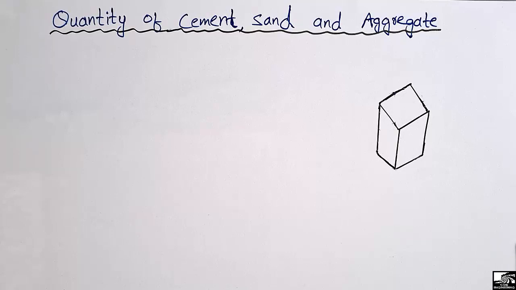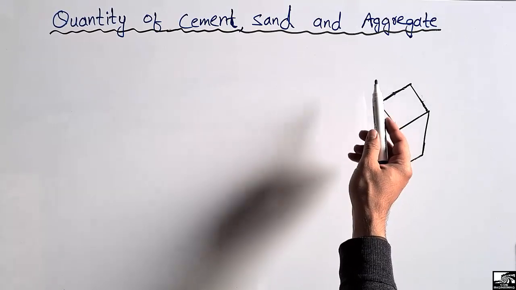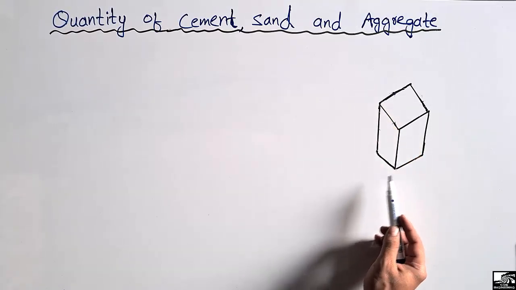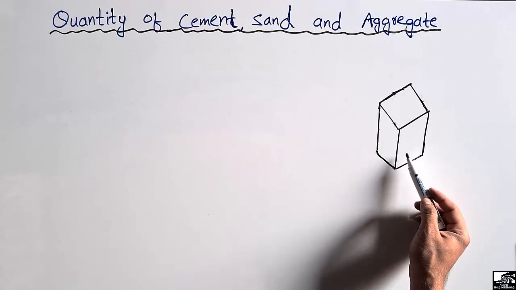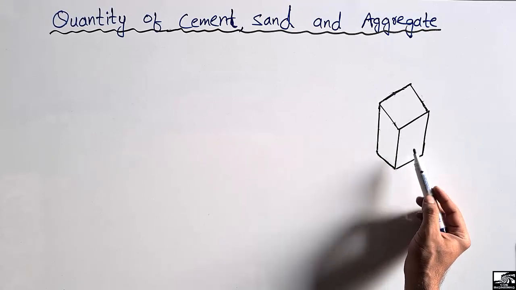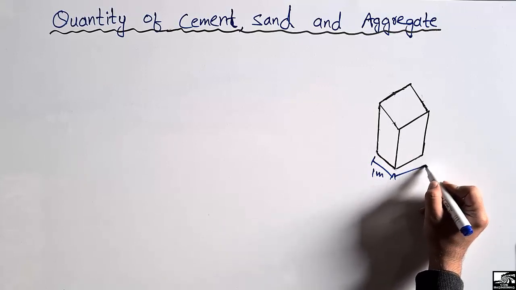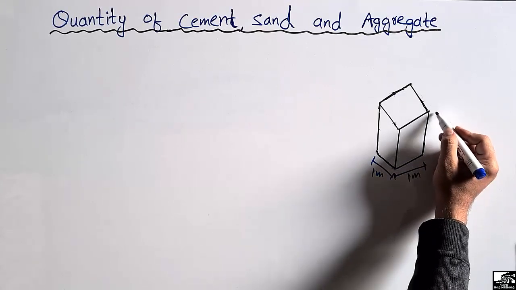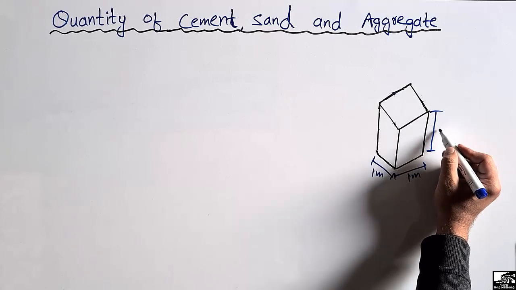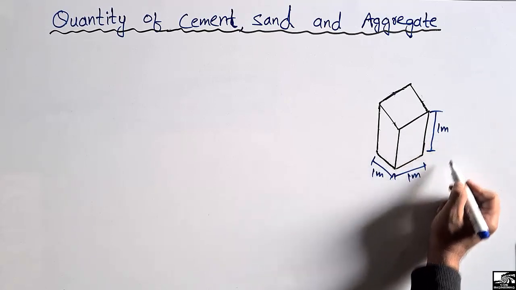Today our lecture is about quantity estimation. In this lecture we are going to find out the quantity of cement, sand and aggregate in the concrete. Let's consider that this is a cube made of concrete, and the cube has a dimension of 1 meter, and the height of this cube is also 1 meter.